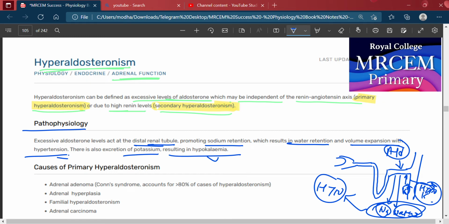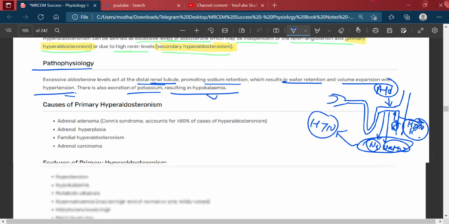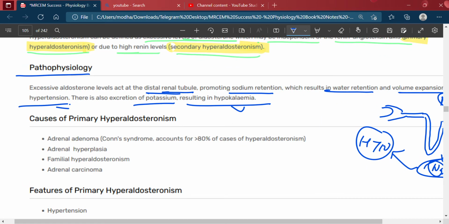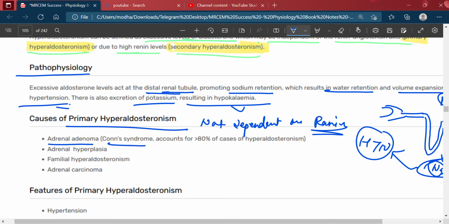Okay, now what are the causes of primary hyperaldosteronism? In primary hyperaldosteronism, it is not dependent on the renin. So how will primary hyperaldosteronism occur? It is due to adrenal adenoma, that's Conn's syndrome, which accounts for greater than 80% of cases of primary hyperaldosteronism. Then adrenal hyperplasia, then familial hyperaldosteronism, and adrenal carcinoma.